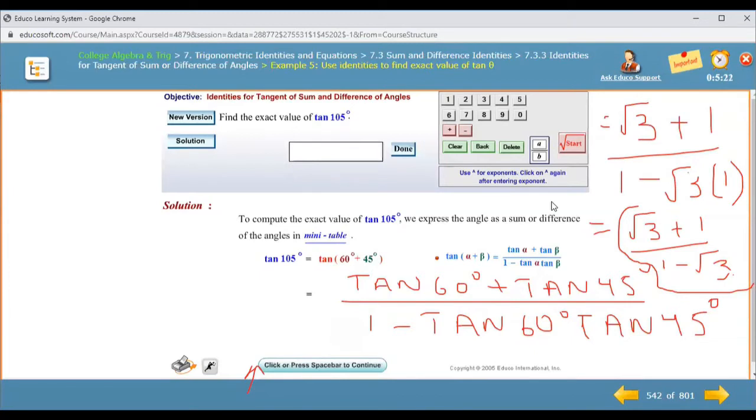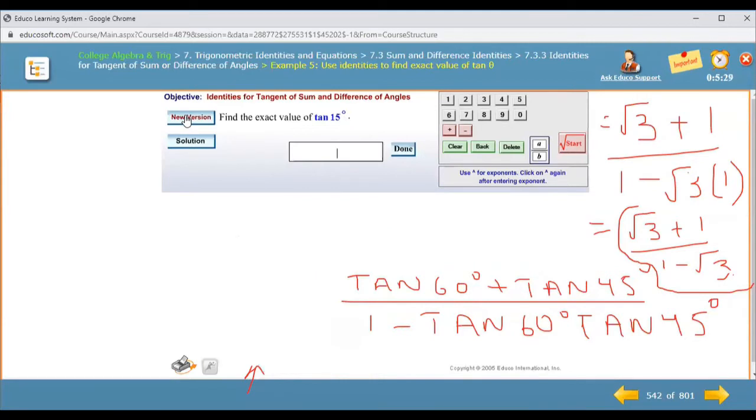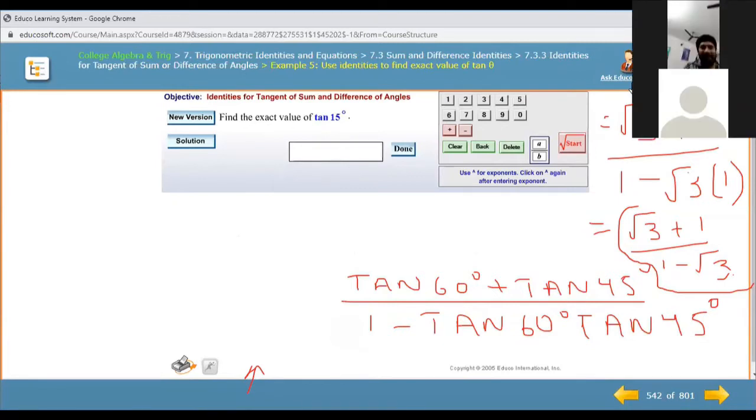All right, let's check another problem. I'm going to erase this problem. Let's see if we have tangent 15. Again, you have to check the combination of your angles. The angles are what?